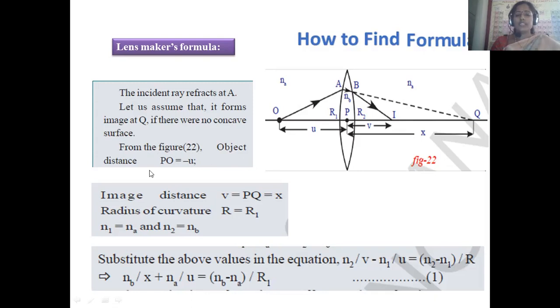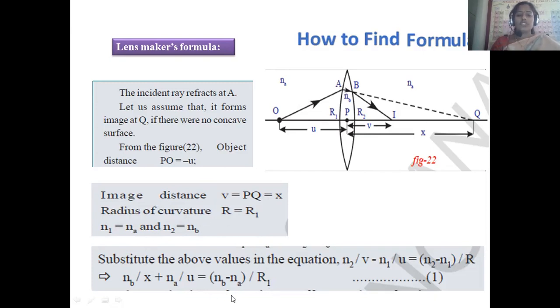From figure 22, it is clear that PO is equal to minus u. PO is nothing but the distance between the optic center and the object, that is denoted with minus u, because by sign convention the left-hand side is always denoted with negative, right? The image distance is PQ, which can be taken as v. So v is equal to PQ, which is taken as x also. Radius of curvature, in case of this ray, is taken as R1, and n1 is equal to Na, n2 is equal to Nb. This is the condition for the ray which originates and hits the surface at A.